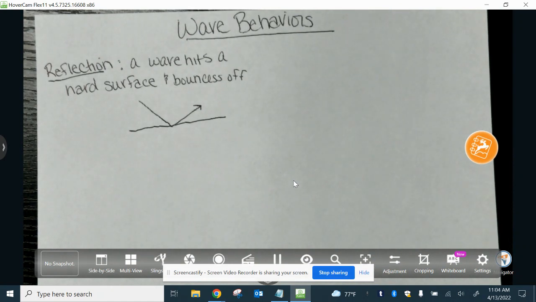So my wave's coming towards a hard boundary, hits it, and bounces back. How it's transmitted is going to determine if it bounces back up to the transmitter or if it bounces off at an angle. That's just going to depend on the location of the source. Yes.